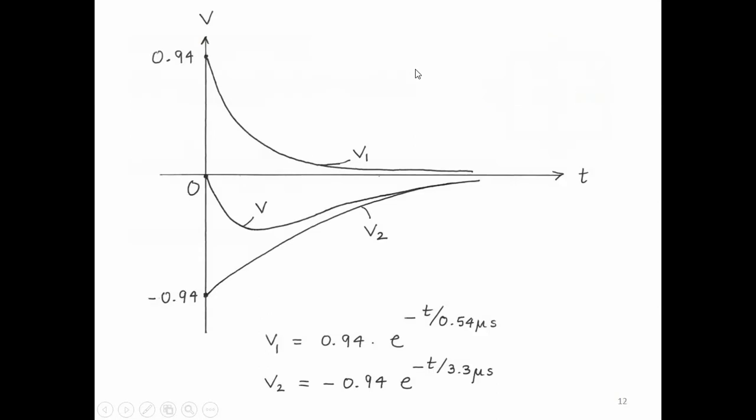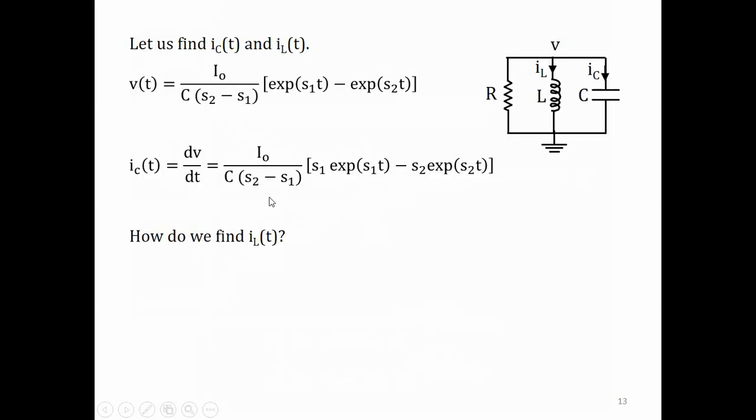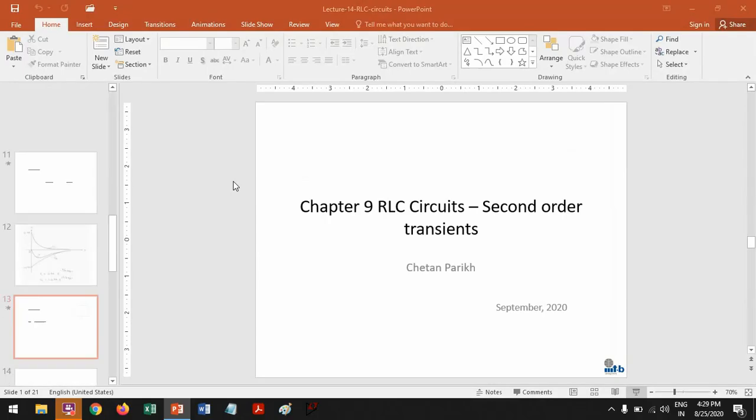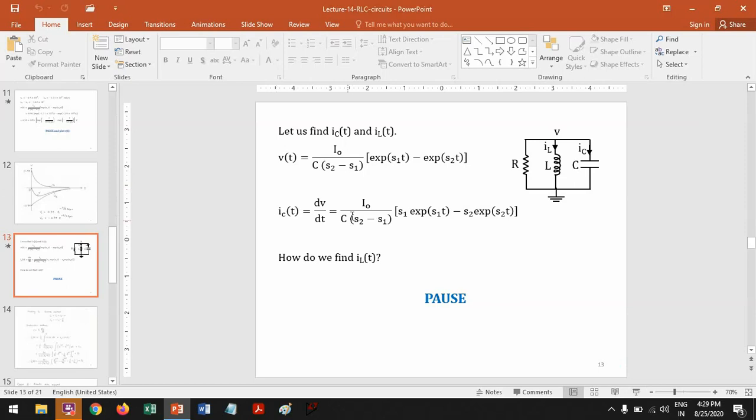Now that we were asked to find V, which is VC, we are also asked to find IC and IL for the circuit. Now we found V, and we know that IC is equal to C dV by dt. So we simply differentiate V with respect to time and multiply by C. C is already here, so we get IC equal to dV by dt, without the extra C.